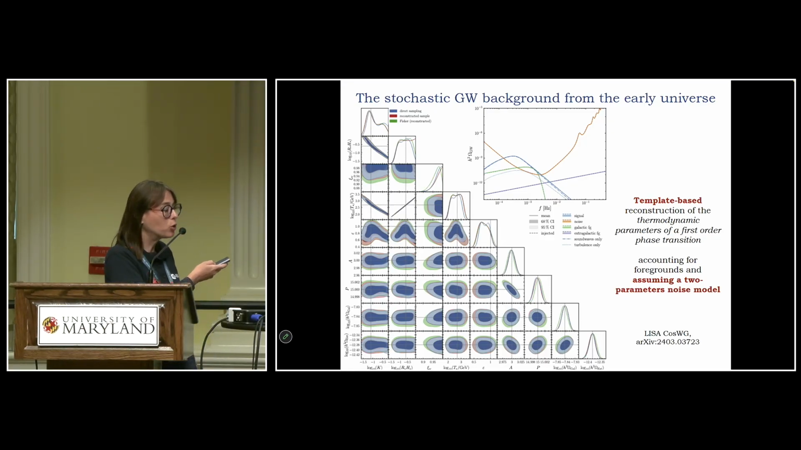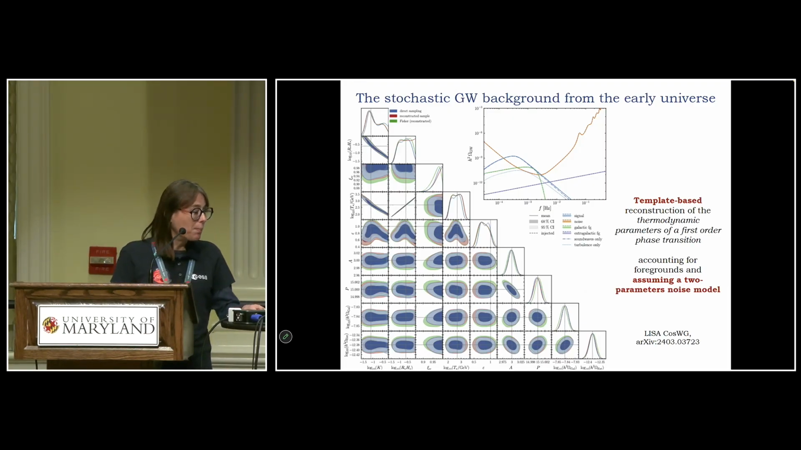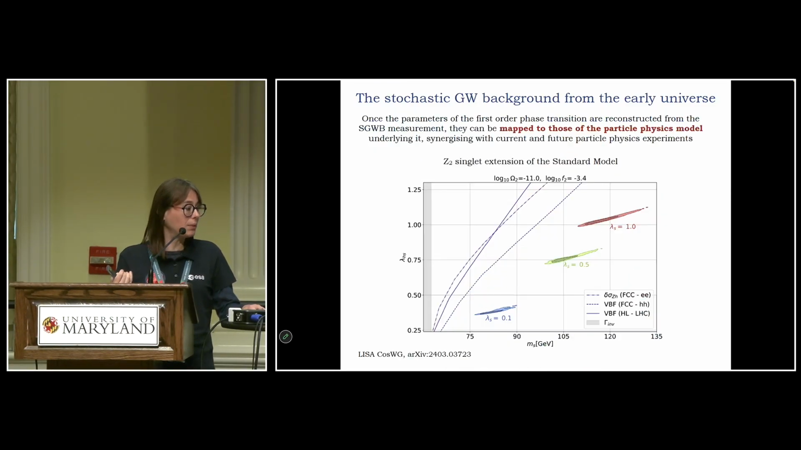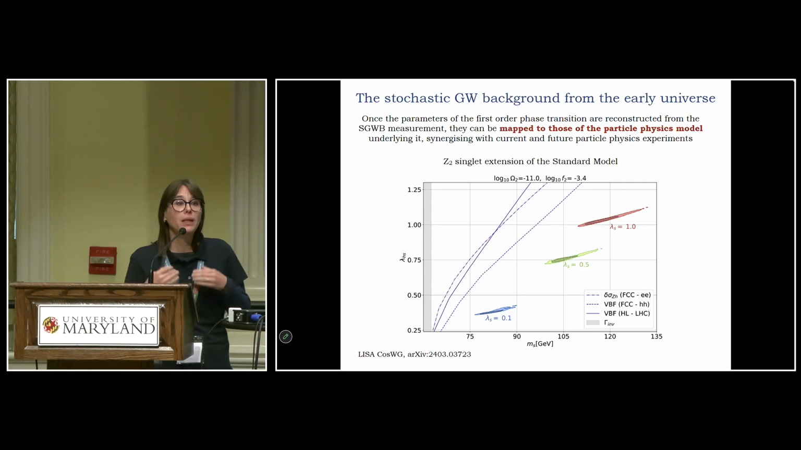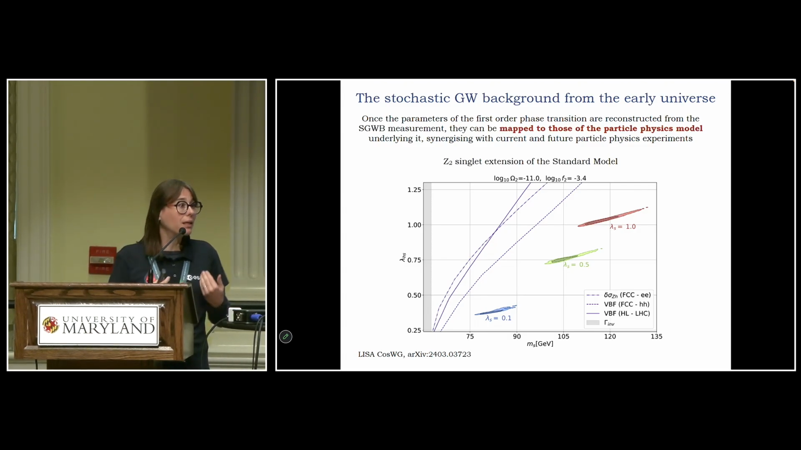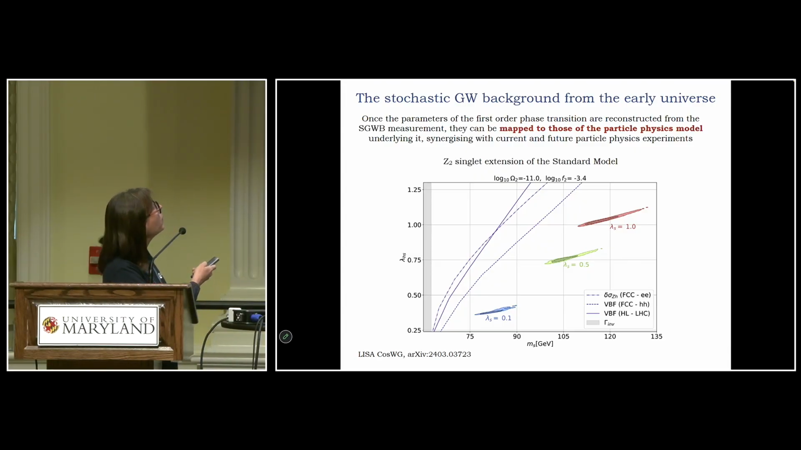We assume a two-parameter noise model of which the parameters are fit alongside the parameters of the signal. But if something like that occurs and we are able to reconstruct the parameters of the signal, then the parameters determining the gravitational wave background can be mapped to those of the particle physics model that is underlying this signal. And therefore, you see here an example in a particular extension of the standard model.